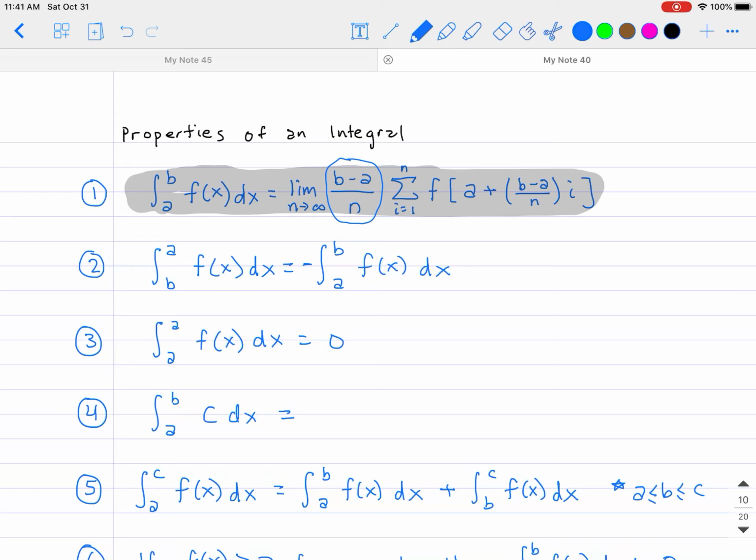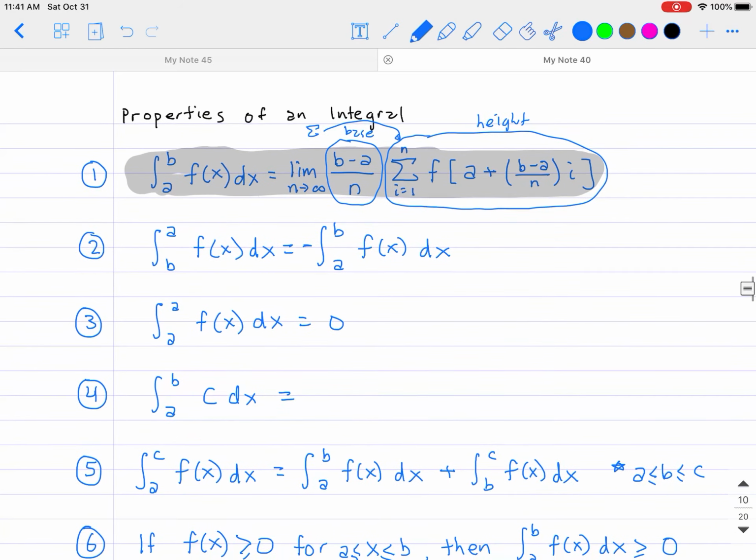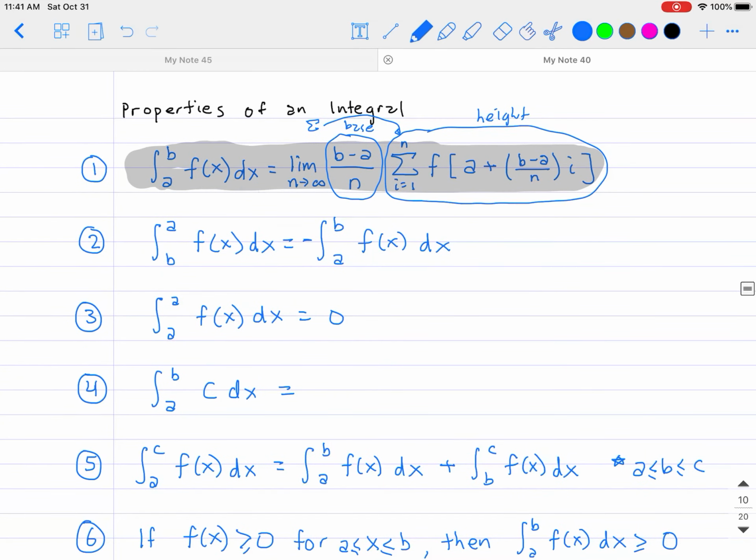The first part of it is b minus a, because that is supposed to be the base of the curve that you're trying to find the area under, divided by n because you're breaking it into n number of partitions. Whereas this guy right here is going to be the sum of all of the heights. So this is the height part, and this is the base part, and you're going to take the summation of it. Well, that's where this part comes in, but technically it could be in front of the base or behind the base. Doesn't matter.